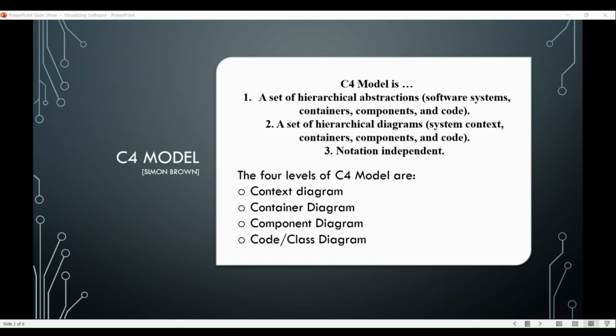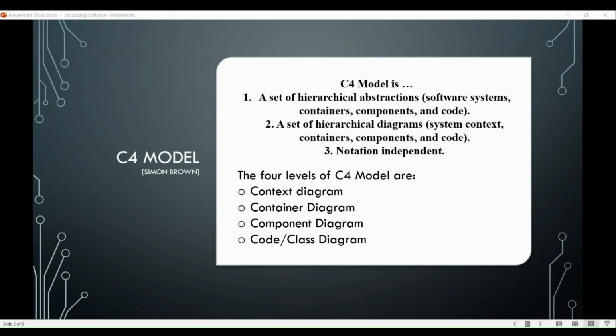The C4 model, designed by Simon Brown, consists of a set of hierarchical diagrams that provide an overview of the software system at different levels of abstraction. The four levels of the C4 model are context diagram, container diagram, component diagram, and code or classes diagram. The context diagram is the highest level diagram in the C4 model, which shows the system in the context of its environment and its stakeholders.